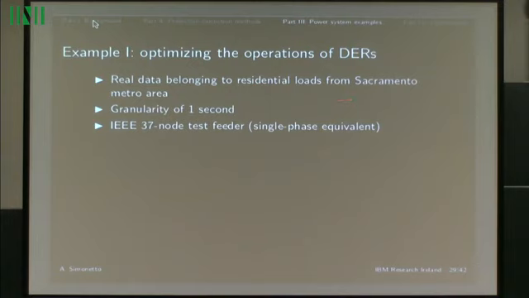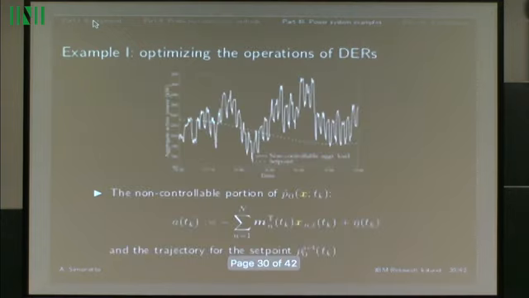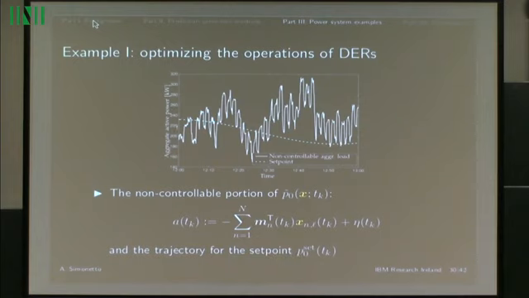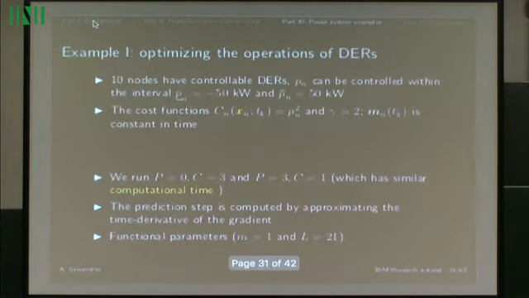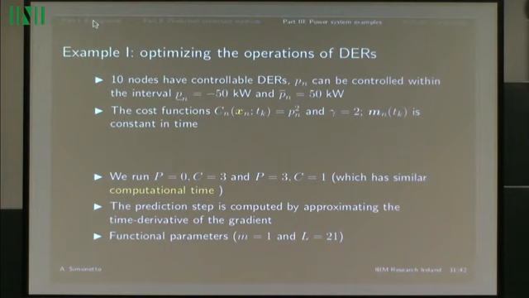At 1 second granularity, we tested on a 37 node test feeder with a single phase. If you look at this white part, this is how fast the non-controllable loads are changing, from noon to 1. This is pretty fast. Those are oscillating, and we are given a set point which is instead slowly changing.